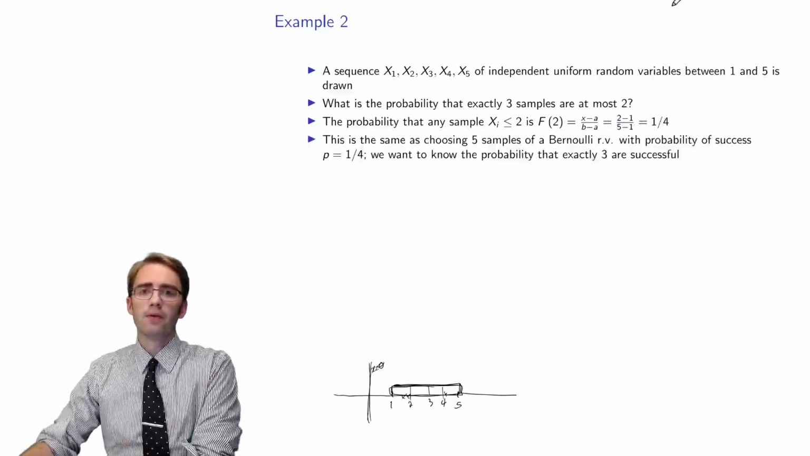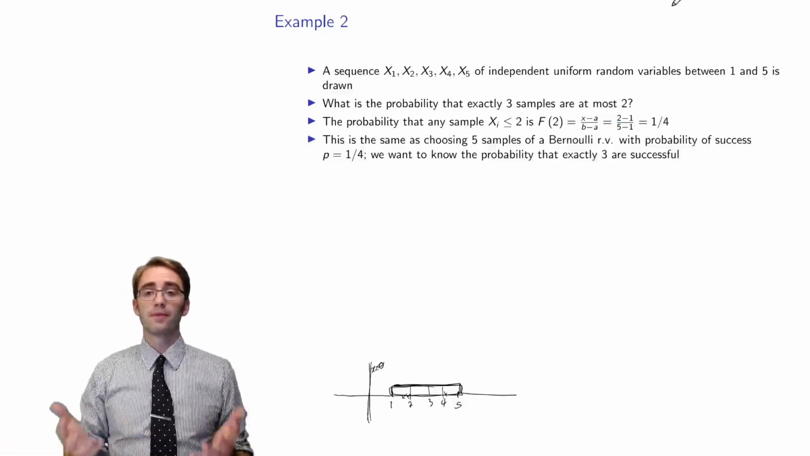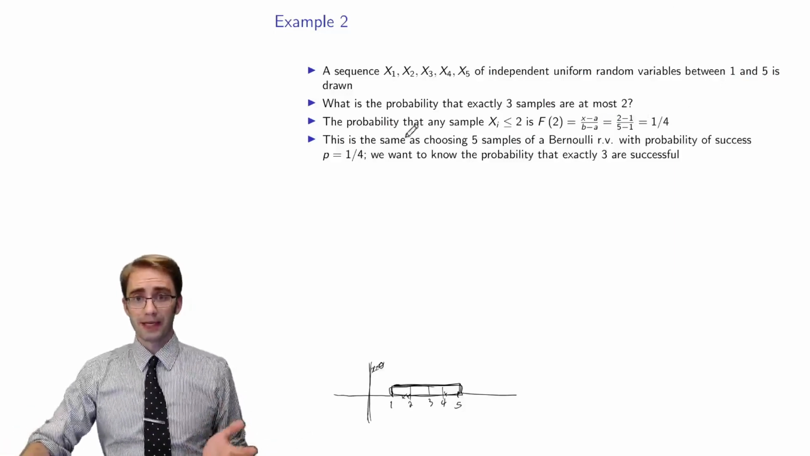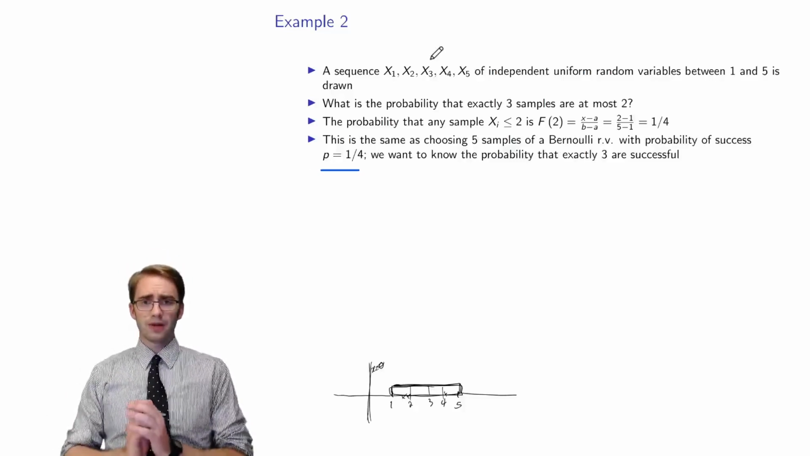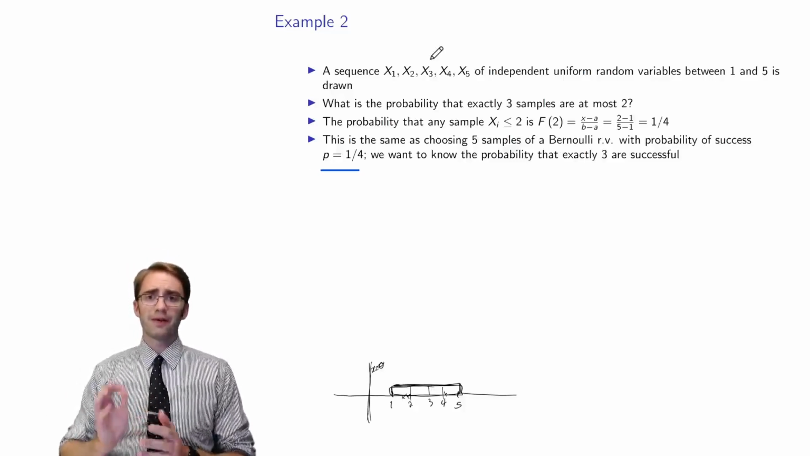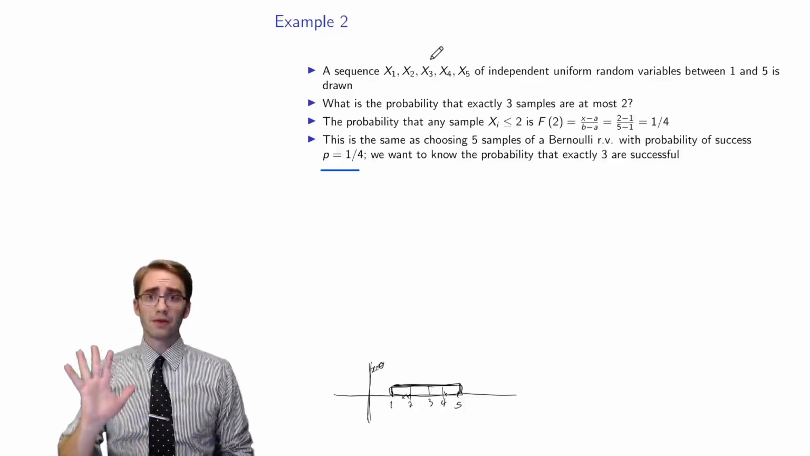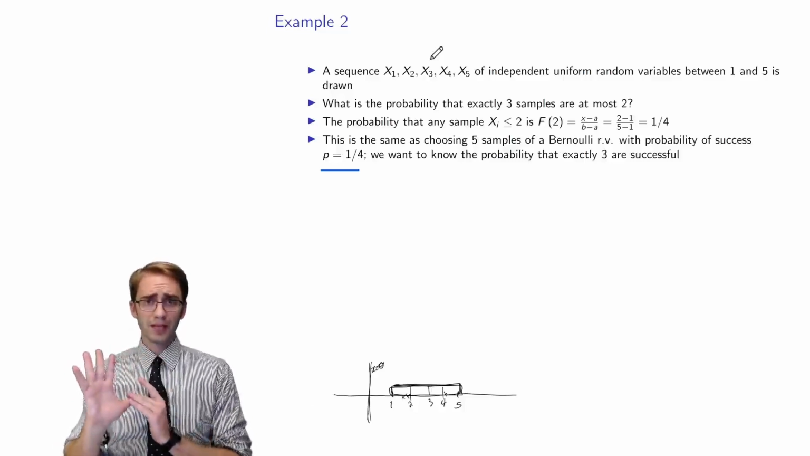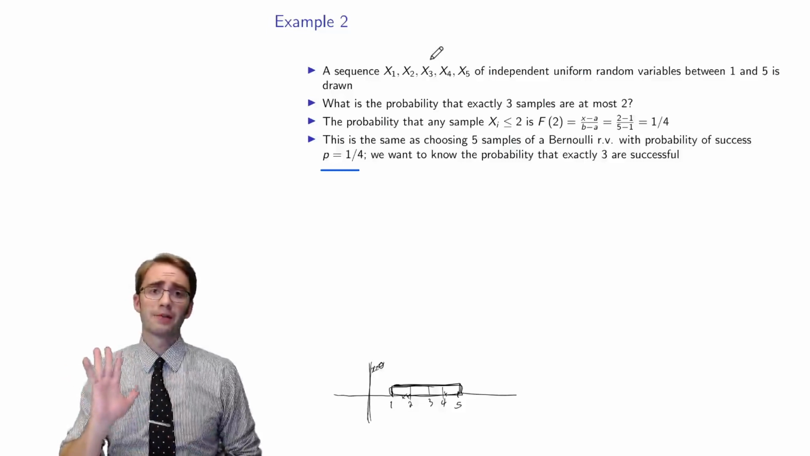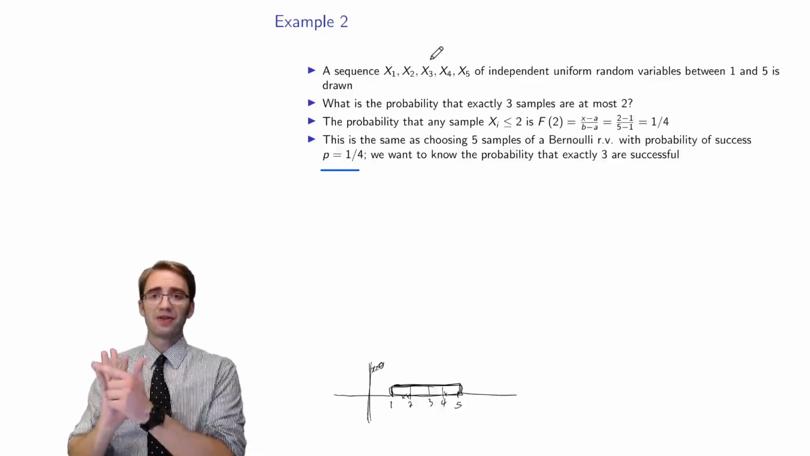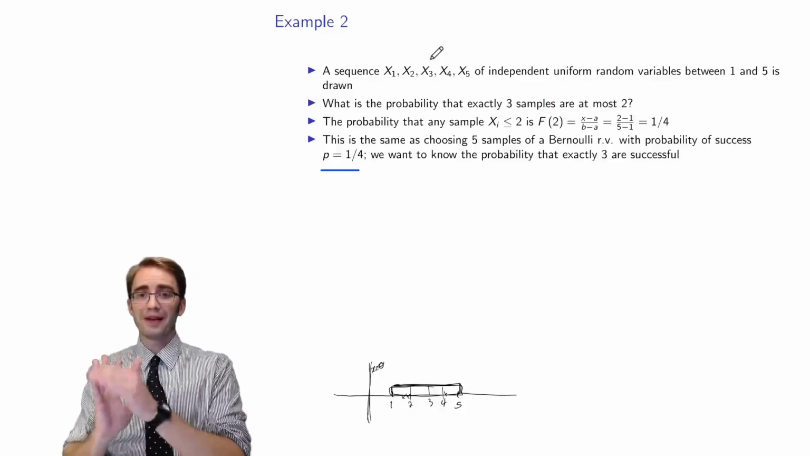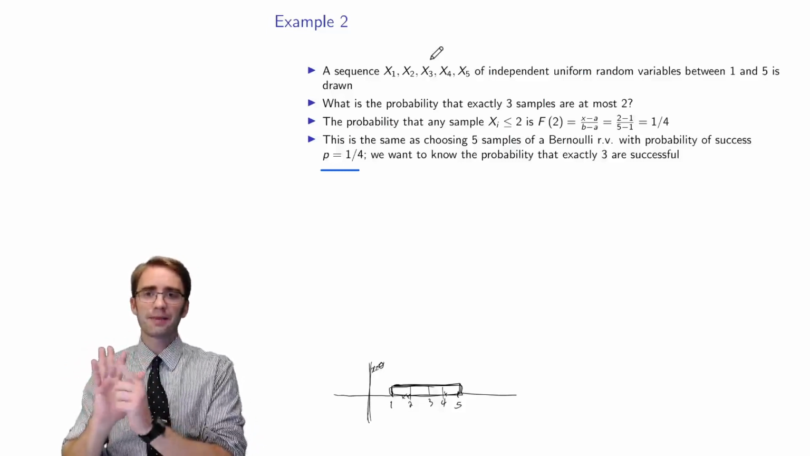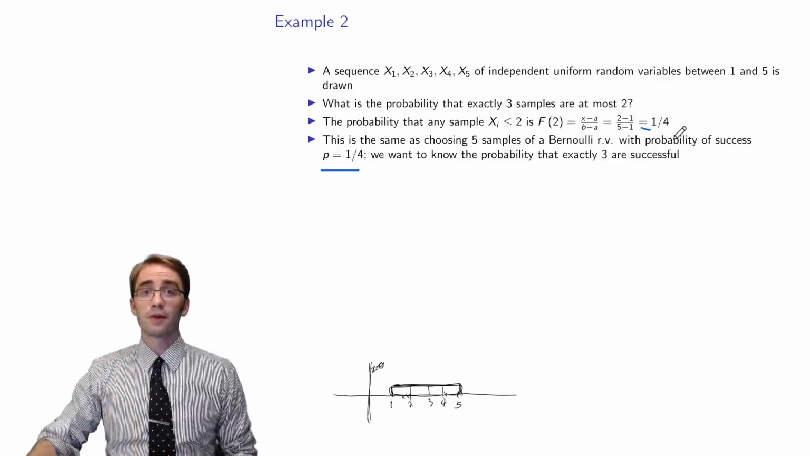So this is the same as if I took 5 samples of a Bernoulli random variable where the probability of success was 1/4, and I want to know the probability that I have exactly 3 successes, right? So what have I done? I started with a sequence of 5 independent uniform random variables. For each one of those random variables, I'm just interested in whether it is at most 2. And the probability that any one sample is at most 2 is 1/4.